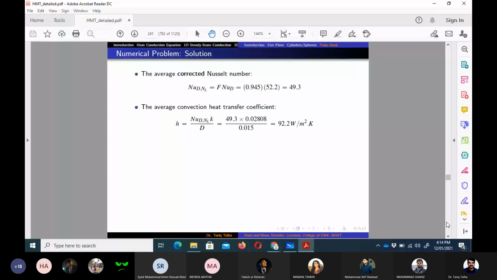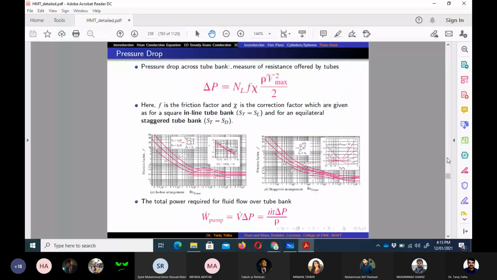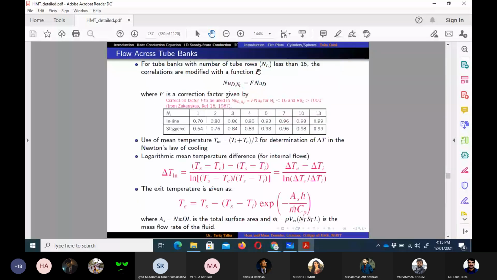Now we need to use the formula for delta T. Q is equal to h As delta T logarithmic. But for the delta T logarithmic, we need to know the inlet temperature as well as the outlet temperature. Inlet temperature is given as 20 degrees, but we don't know the value of temperature Te. So for that, we use the formula which I had written on the whiteboard, as well as this formula which is on the slide as well. Te is equal to Ts minus (Ts minus Ti) exponent minus As h over m dot Cp.